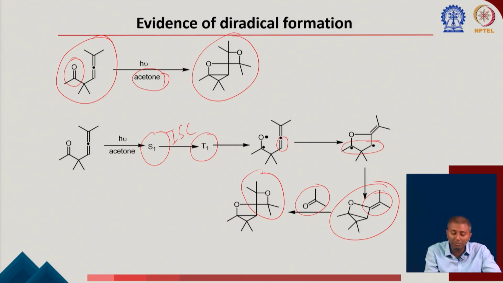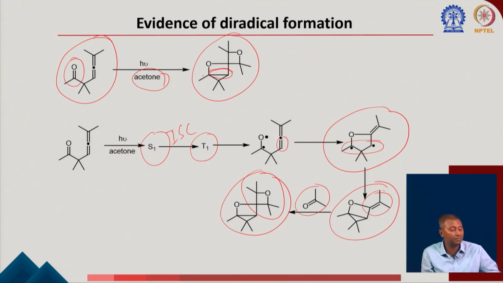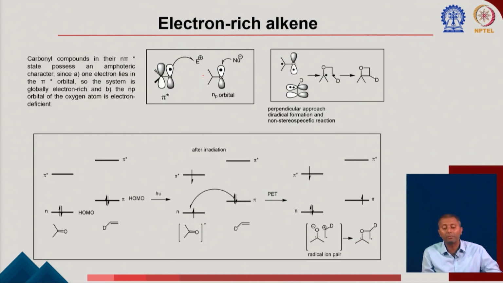So as this product formation is happening, this indicates that if these radicals are not forming, then how come this bond is forming here between this carbon? Okay, so that is kind of evidence for this biradical formation.